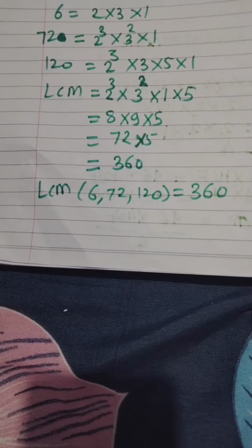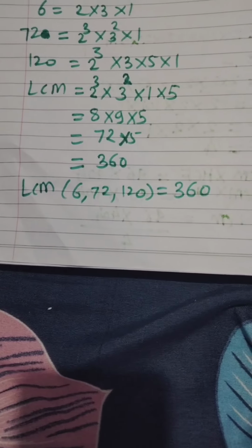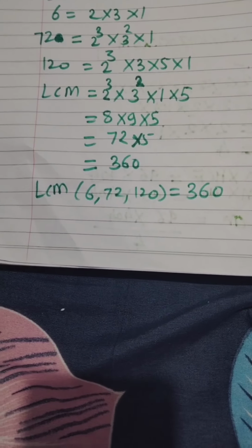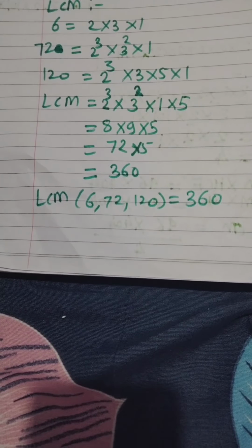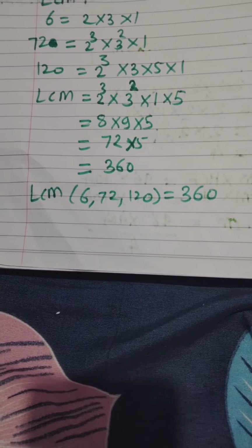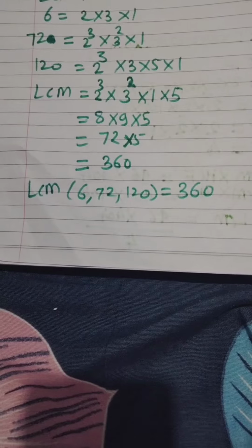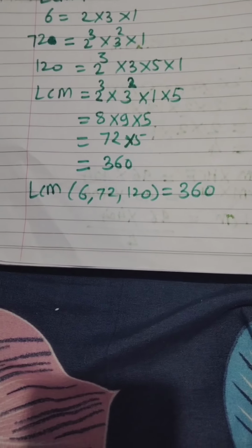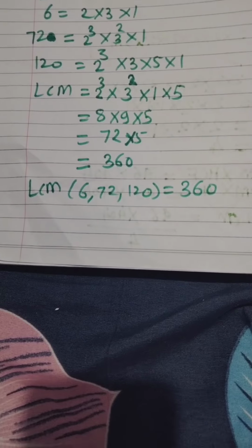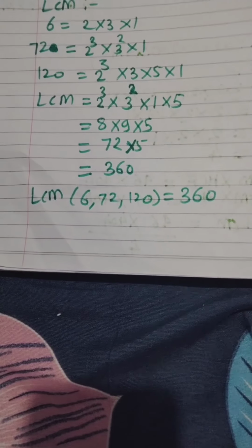The next common factor is 3, but we take the 3 which has the highest power. So 3 raised to the power 2 is the highest power. So we write 3 raised to the power 2. 1 is also common. We write 1 also. But we also write the factors which are not common. So we also write 5 here. So LCM of 672 and 120 is equal to 360.